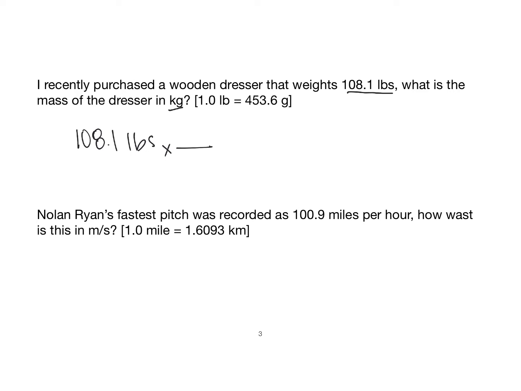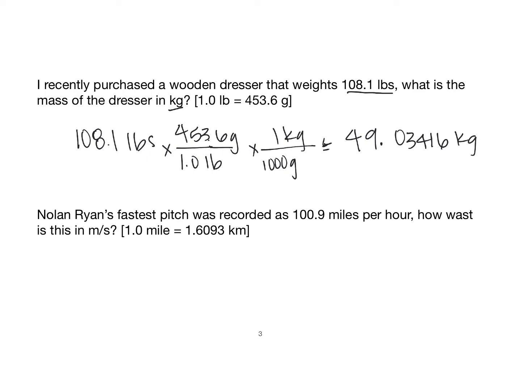We have a conversion that takes 1 pound into grams. So 1.0 pound is 453.6 grams. Now, this asks for that in kilograms, and so we need to remember our Greek prefixes, where 1 kilogram is equal to 1,000 grams. And so in this case, when you plug this into your calculator, you should see 49.03416 kilograms. So in this case, the number of significant figures in our starting value is 4. Remember, your conversion factors don't matter. So 49.03 kilograms would be your final answer.